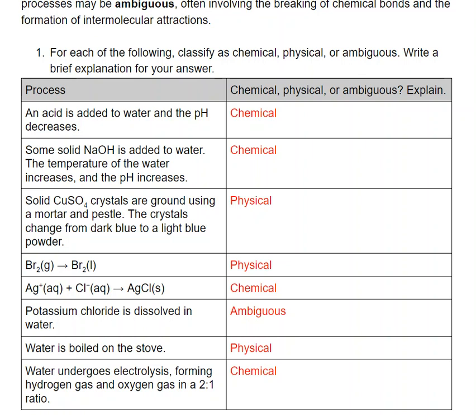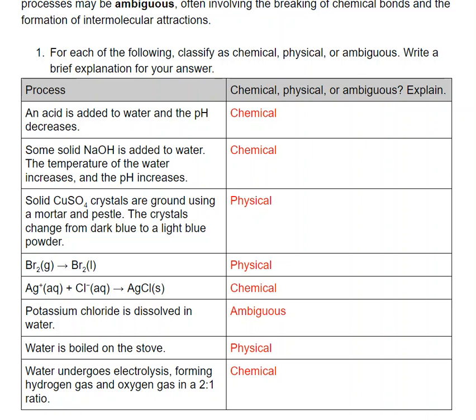Bromine gas to bromine liquid is going to be a physical change. If we react silver ion and chloride ion to form silver chloride, that would be a chemical change. So in my physical change here, I'm just changing states. So I'm going from gas to liquid. But in my silver chloride reaction, this is actually a net ionic equation for the formation of silver chloride precipitate.